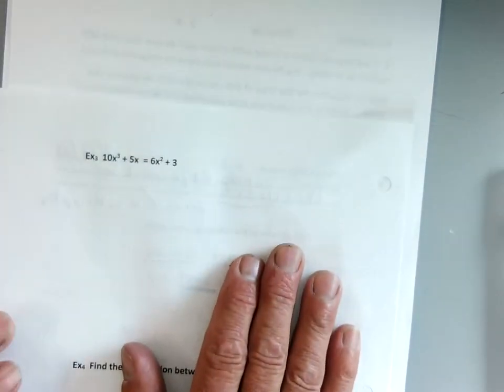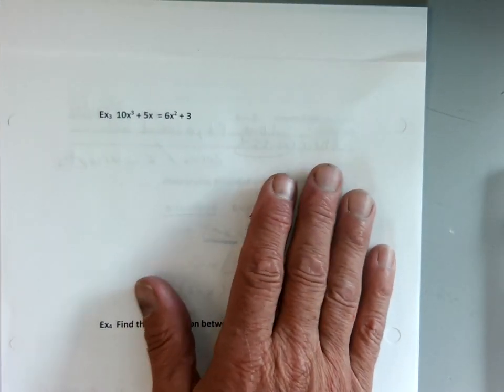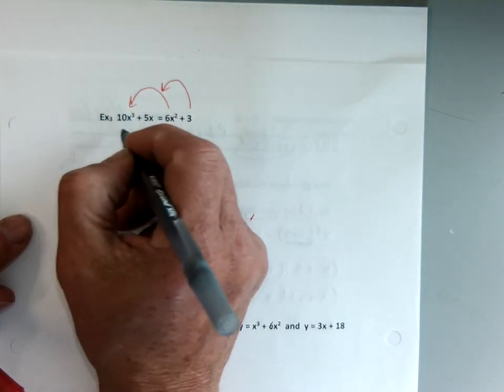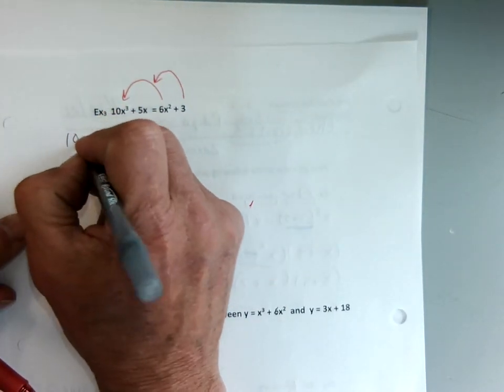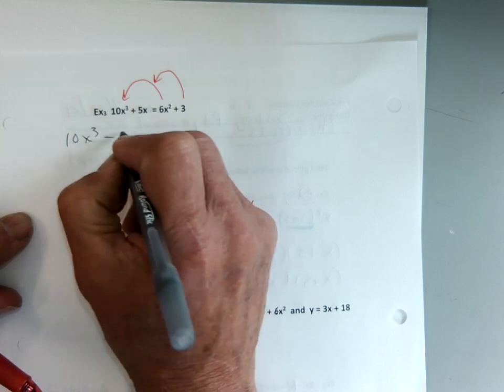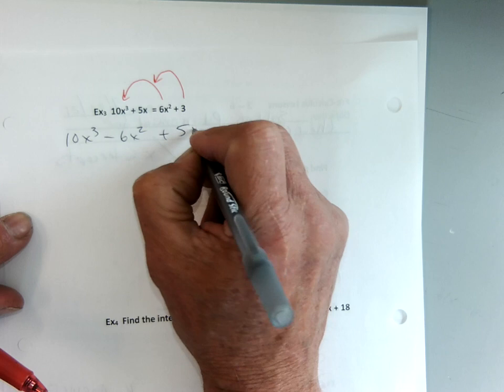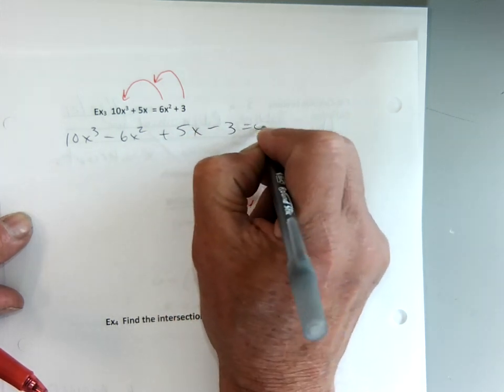There you go. Okay, turn the page, right? Now, number 10 is going to be grouping again, but let's get everything over so we can group it, okay? So to group, I'm going to bring things over, and I like to have it in descending order: 10x cubed minus 6x squared plus 5x minus 3 equals 0, okay?